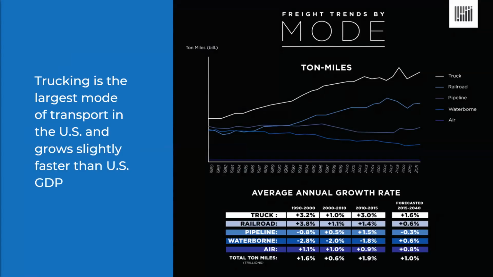Looking at trucking as it compares to other modes of surface transportation, trucking is the largest mode of surface transportation. It's growing slightly faster than GDP, and it's projected to grow at a faster rate than rail, pipeline, waterborne, and air. So again, it's a massive market. It's the most widely used of the surface transportation modes to move commodities here in the United States.